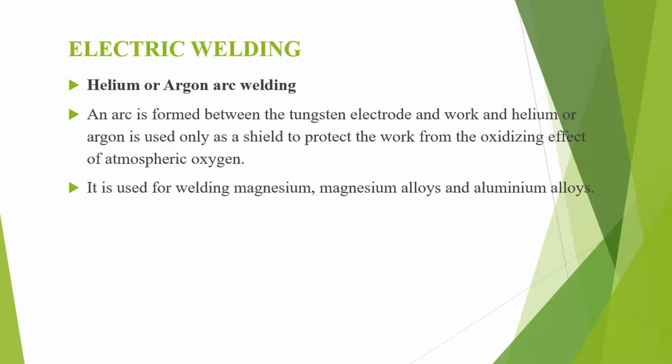Helium or argon arc welding. An arc is formed between the tungsten electrode and the workpiece, and helium or argon gas is used only as a shield to protect the workpiece from the oxidizing effect of atmospheric oxygen. This welding process is used to weld magnesium alloys and aluminum alloys.